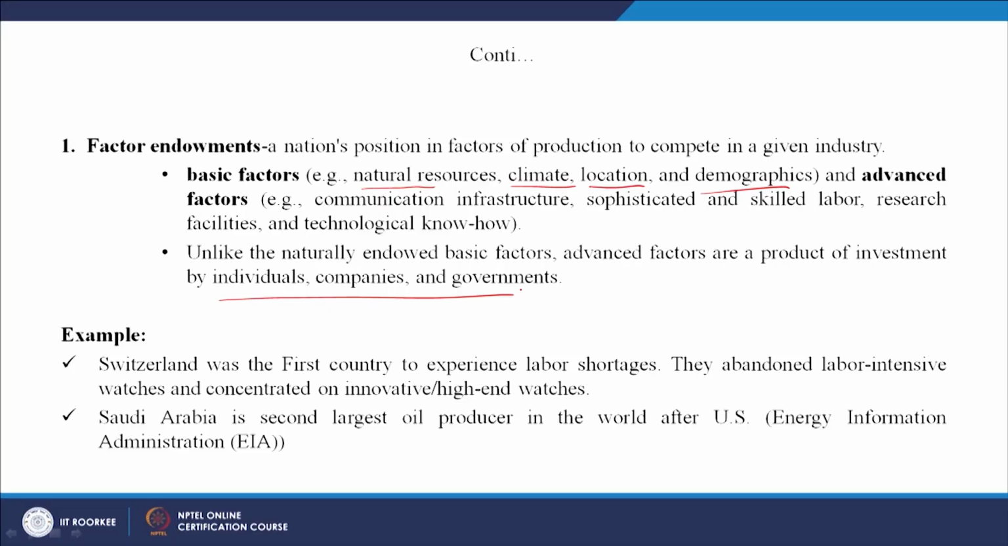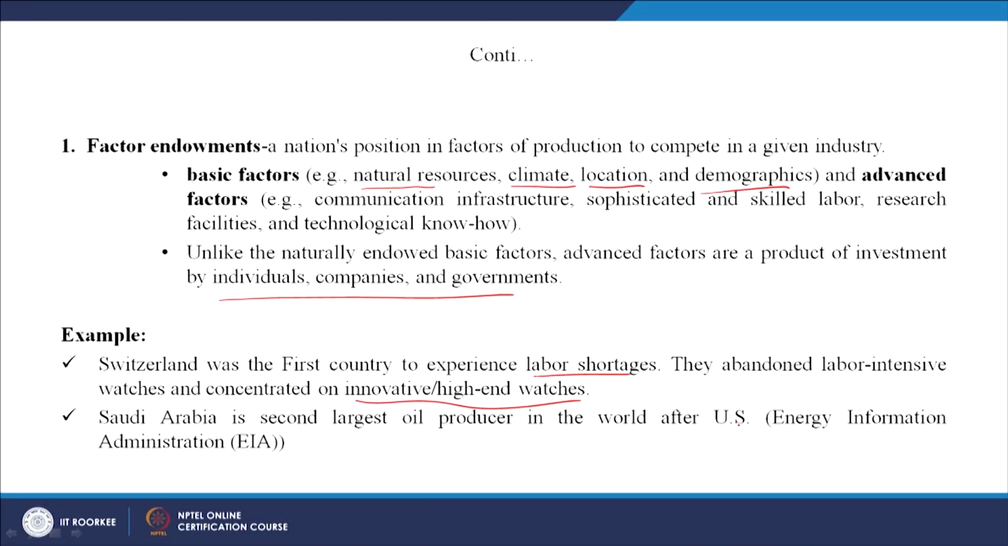Example, you see Switzerland was the first country to experience labor shortage. They abandoned all the labor intensive watches and concentrated on only innovative high end watches. They are very good in the area of pharmaceutical. Why? Because pharmaceutical industries do not require much labor, they are more technology oriented, right. So, all innovative high end industries grew in Switzerland. On the other hand, you see Saudi Arabia is the second largest oil producer in the world after US, and it is supplying a lot of oil to other countries because that is a natural resource it has, right.